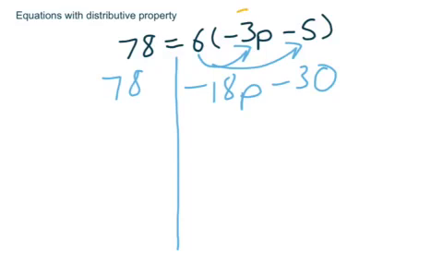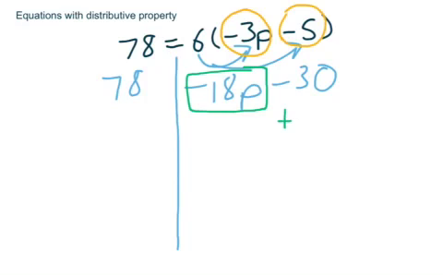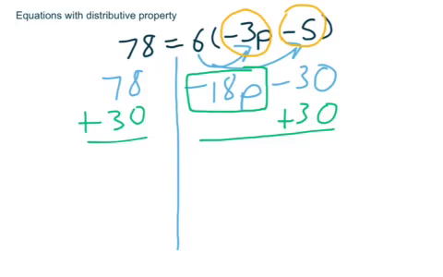Notice I took the signs in front, negative 3p, negative 5. Now I'm going to put a box around my variable because I'm down to a two-step equation. I've got negative 18p. So I still have this minus 30, so I'm going to do the opposite. I'm going to add 30. Whatever I do to this side, I have to do to this side. So I'm left with a negative 18p, and on this side, I have 108.